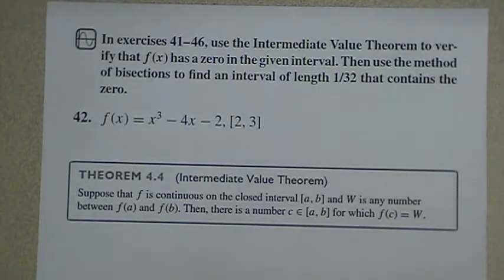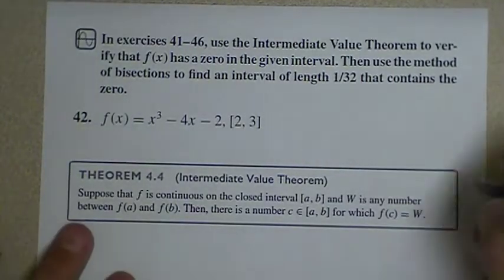And the last thing we'll look at today will be a problem from the 40s in section 1.4. And this one wants us to use the intermediate value theorem to verify that f of x has a 0 in the given interval.